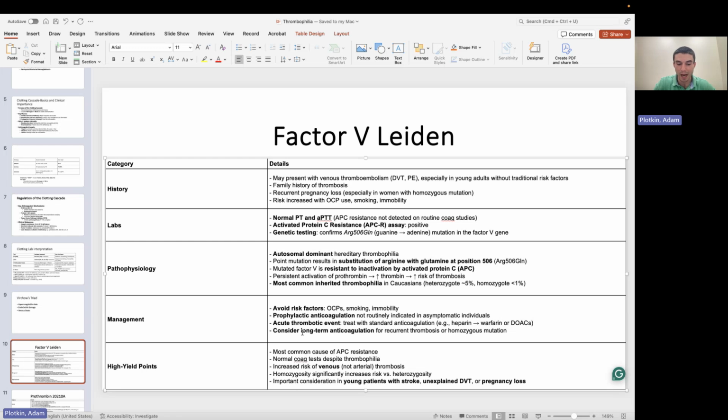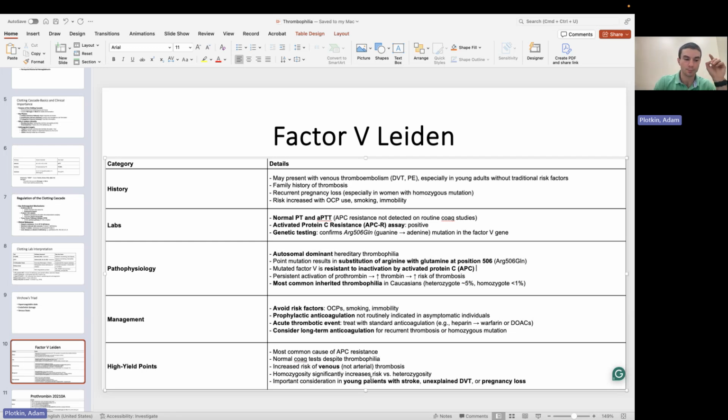So again, just my really common, high yield points. It's the most common cause of thrombophilia. They'll have normal coagulation tests. They have an increased risk of venous, but not arterial thrombosis. Homozygous will increase your risk versus heterozygous. And then it's an important consideration when I see a young patient with stroke, unexplained DVT, pregnancy loss, PE, MI, things like that.